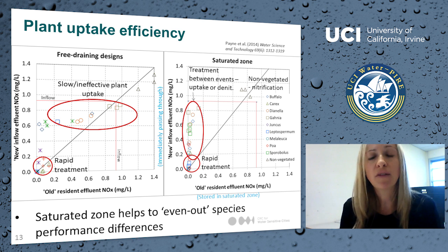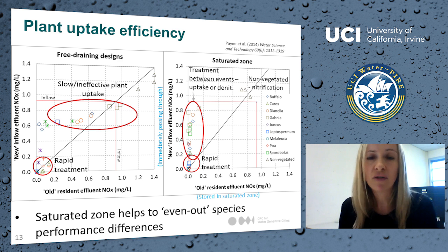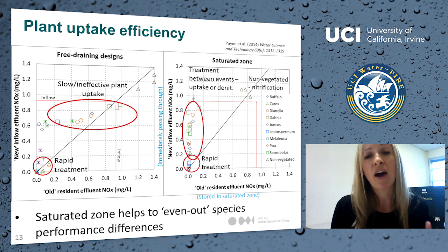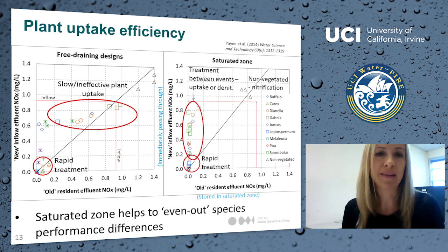And in these columns you can see that given enough time, irrespective of which plant species is used, all of them can reduce concentrations of nitrate back to relatively background concentrations. And I should also point out these results are from the wet dosing period. So again, showing how the submerged zone can help to even out differences in plant species performance.